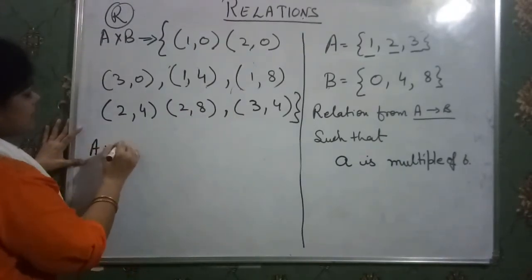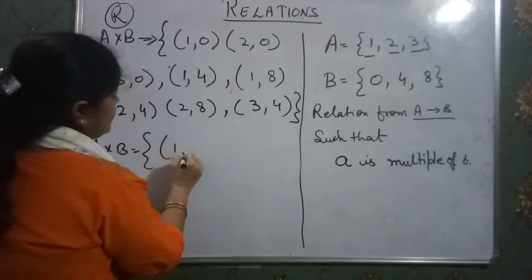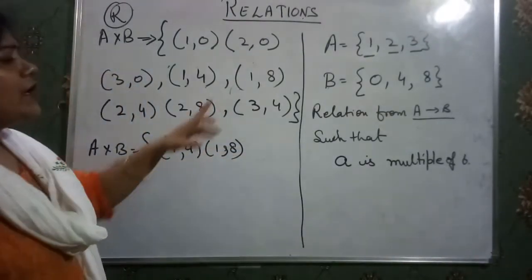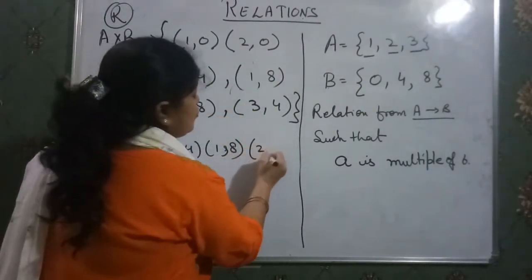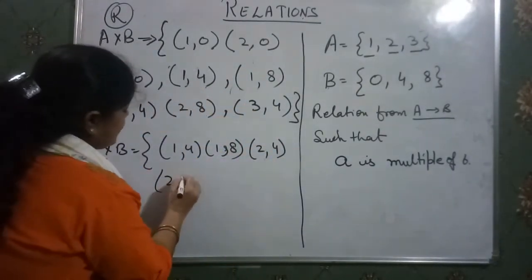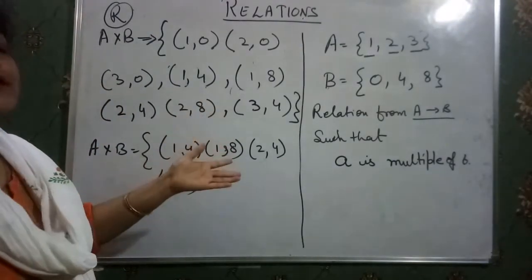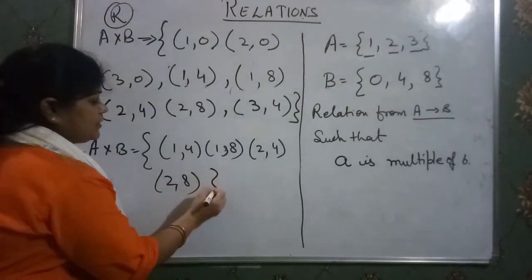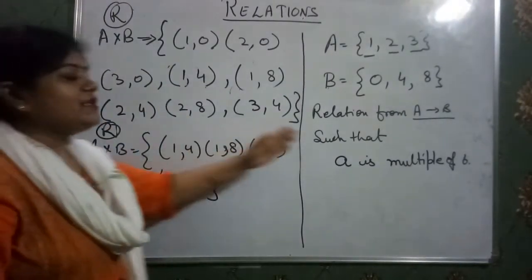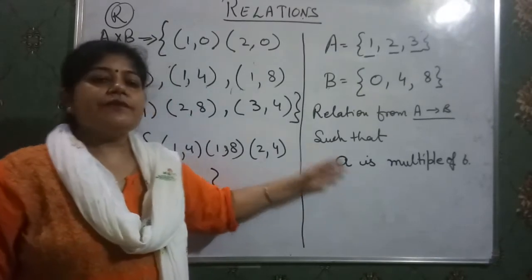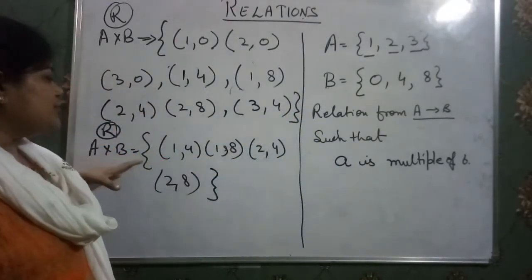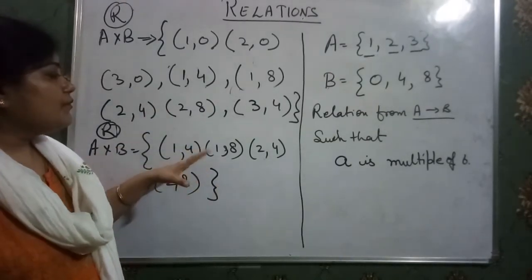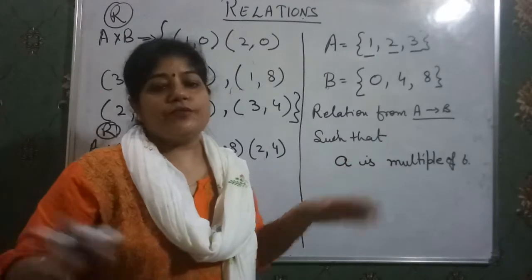So in that case, we take the ordered pair 1 comma 4, 1 comma 8, because 1 is a multiple of 8. Now 2 comma 0 is not taken, 2 comma 4 we take, and 2 comma 8 we take. Now 3 comma 0 is not, 3 comma 4 is not, 3 comma 8 is not. So this is the relation for the second case. So if the condition is given, you just apply that condition and find the relation. And when you write the relations, we don't write the whole of the Cartesian product.